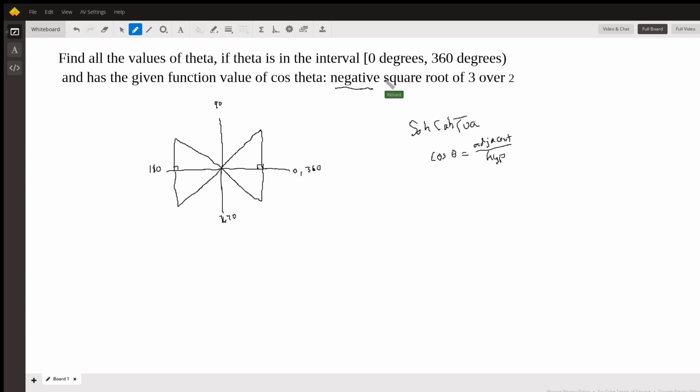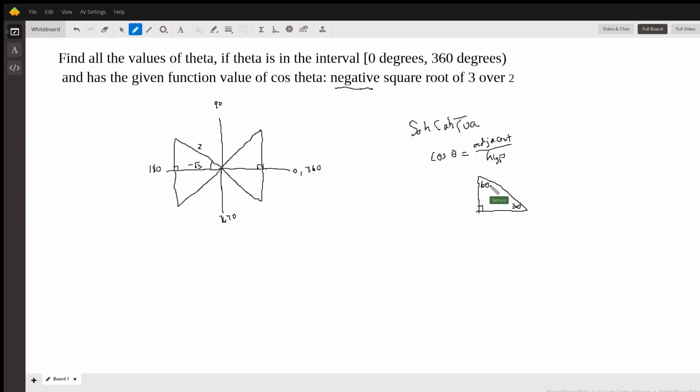And we're told that it's negative root 3 over 2. So this distance here would be negative root 3. And then here's the angle of interest. And then this would be 2 here. So we need to find these angles. The easiest way to find them is to remember, you must have been taught at some point the special right triangles, 30, 60, 90, and the 45, 45, 90.